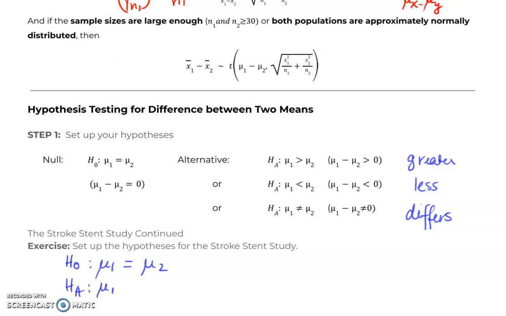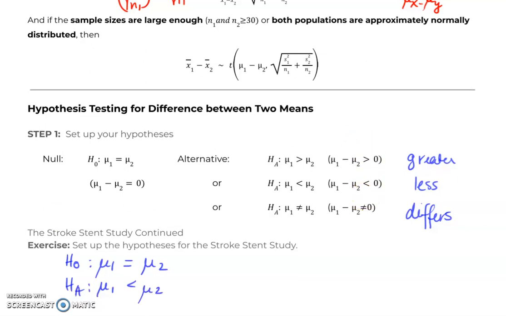So that would be our alternative. Mu1 is less than mu2. Now, if we can prove this, then we would say that yes, our new treatment would be superior to our old treatment. So again, the idea would be to try to hopefully reject the null and have sufficient evidence for our alternative hypothesis.